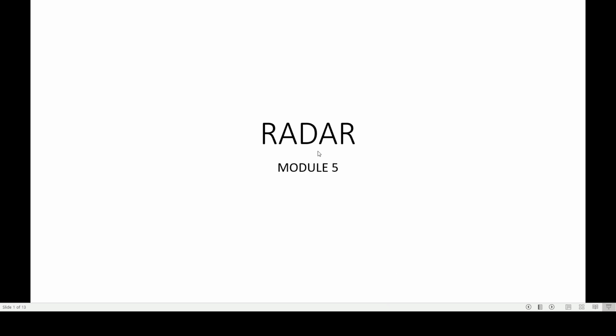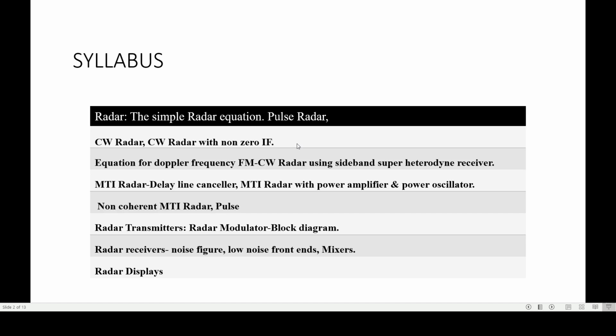In this video, we will start with radar, module 5. These are the topics that we have to discuss in this particular module. First of all, radar, the simple radar equation, pulsed radar, continuous wave radar, equation for Doppler frequency, frequency modulated continuous wave radar using sideband superheterodyne receiver, MTI radar and its delay line canceller, MTI radar with the power amplifier and power oscillator, non-coherent MTI radar, radar transmitters, radar receivers, and radar displays.